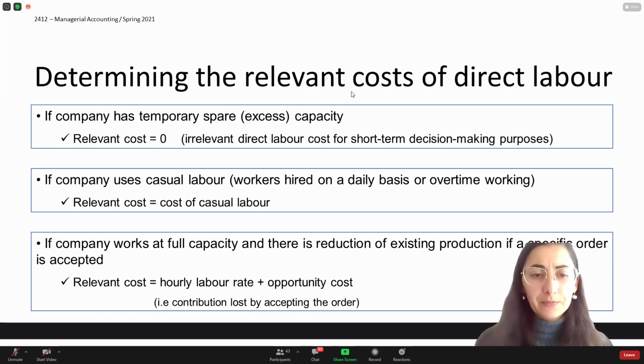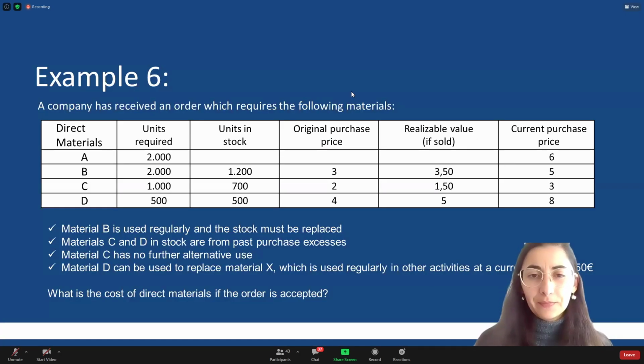Professor, I got a question. I think it's a quick one. It's regarding the last slide. Regarding material B, why don't we have to account the realizable value? It's because the material is used regularly. Okay, so let's see what they say below the table. They say material B is used regularly and the stock must be replaced.